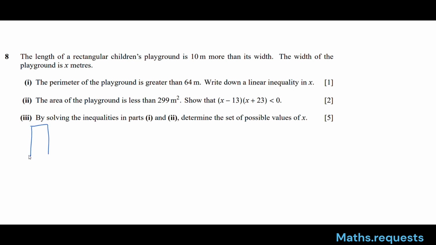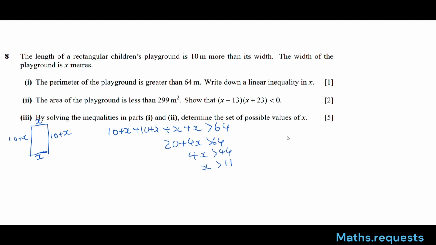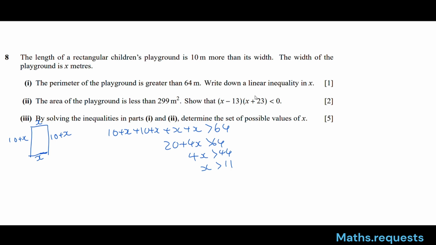So if we think about the playground as a rectangle, the width is x meters, so we'll write that as x. And the length is 10 meters more than its width, so 10 plus x and 10 plus x. So perimeter is just adding the length of all these sides. So 10 plus x plus 10 plus x plus x plus x is greater than 64. So then you can say 20 plus 4x is greater than 64. And then that can also be simplified down to 4x is greater than 44 and x is greater than 11. But the question is only 1 mark, so you should be okay by just having this.